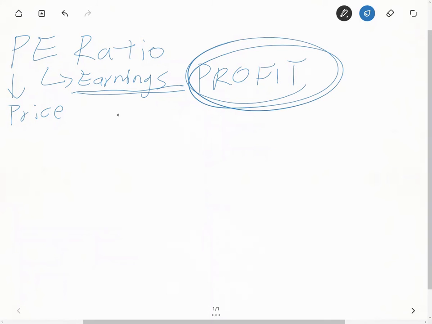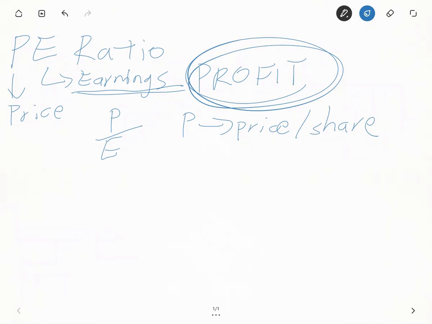So the PE ratio is simply the price divided by the earnings. Now, the price is quite simple to understand. That is the price per share. So if you log into your brokerage account, or you just look at a website and you look at the price, you can see what it's trading at. For argument's sake, let's say that this particular stock is trading at $10. Okay, so you can buy it at $10 or sell it at $10.